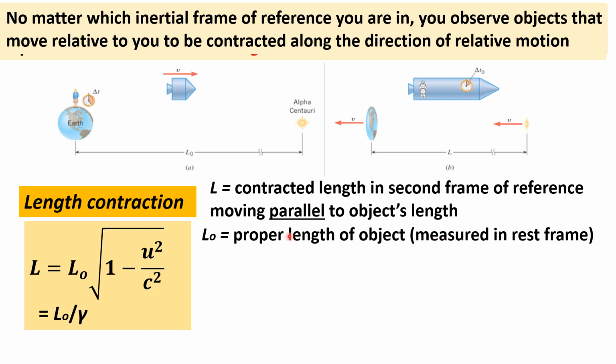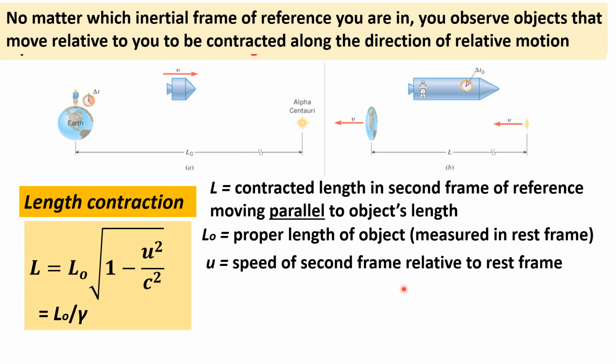So you've got to be careful because the two lengths are measured from two different perspectives or frames of reference. The contracted length is measured based on the second frame of reference that is moving parallel to the object's length, while the L naught is measured based on the frame of reference that is considered at rest.